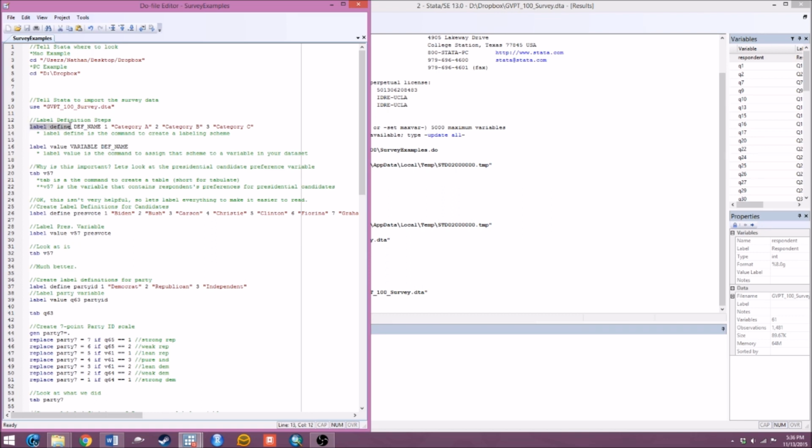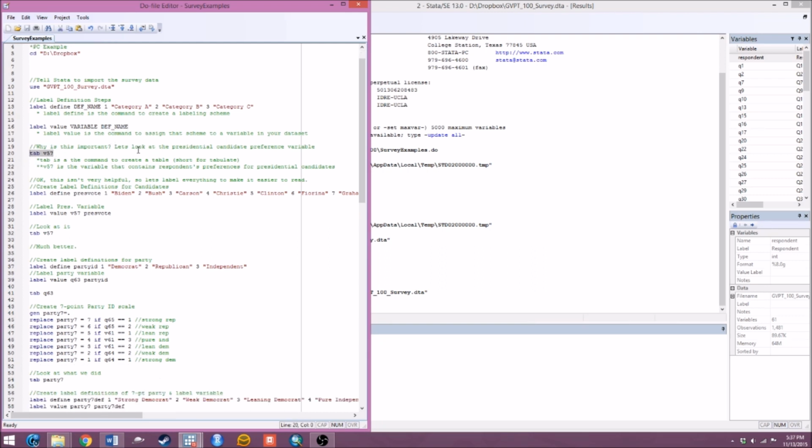The command is label define. Then you create a definition name, and then based on whatever you're categorizing, you create the different categories this way. And then if you want to assign it to your variable, you do label value. That's the command. Then you type the variable name followed by the definition name that you just created. And I have commented around this, so if you go back and it's not quite making sense, you can read the little tags I have here. That will make it useful.